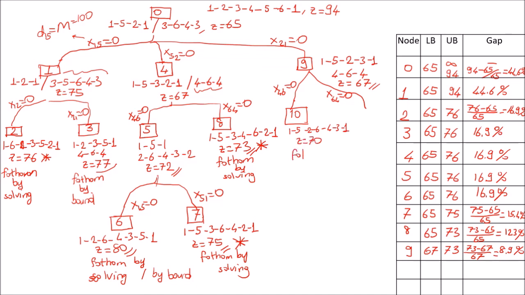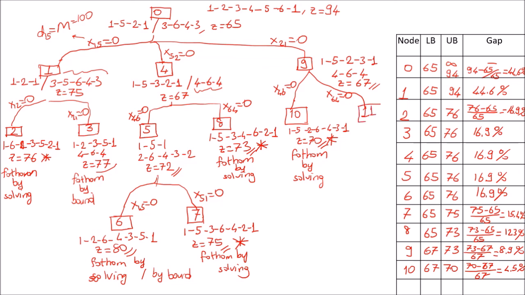Since there are no subtours, we fathom by solving. Okay, and when we compare this Z value with our previous incumbent solution, we see that this is a better solution. So it means that in node number 10, the lower bound is still 67 because of the parent of the open node. The upper bound is updated to 70, and now we have gap value 70 minus 67 divided by 67, which is 4.5%. And finally, we have this open node.